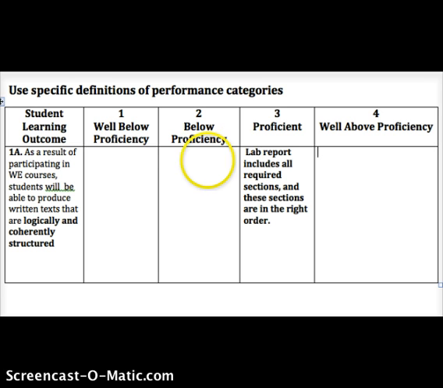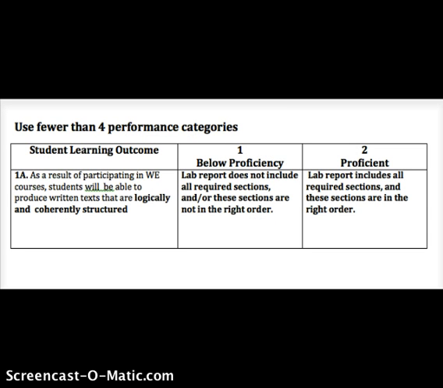And then you would go on to say what below proficient is, what well below proficient is, and what well above proficient is. Unless you decided that well above proficiency and well below proficiency don't really have anything to do with the lab report. In that case, your rubric would look like this. It would only have 2 categories: below proficient and proficient. It either has all those sections and they're in the right order or not. If this were your rubric for your lab report and that's what you wanted to look at in your class, this would be fine for this criterion.